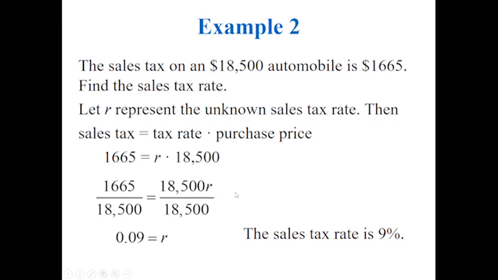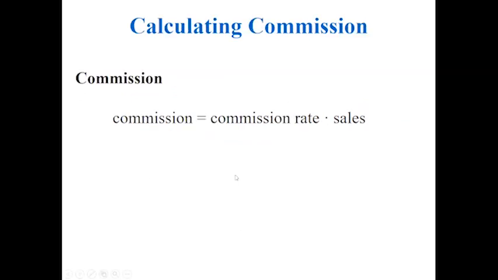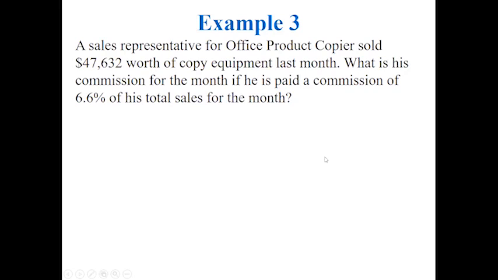Maybe you've had a job that uses commission, or maybe you're just familiar with how commission works. The commission on a sale equals your commission rate times the amount of your sales. A sales representative for Office Product Copier sold $47,632 worth of copy equipment last month.